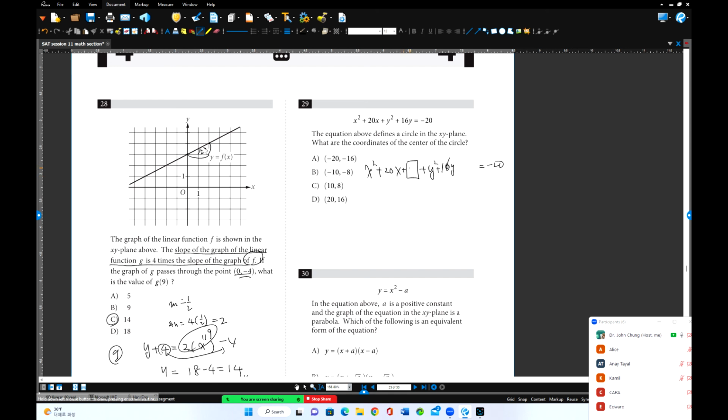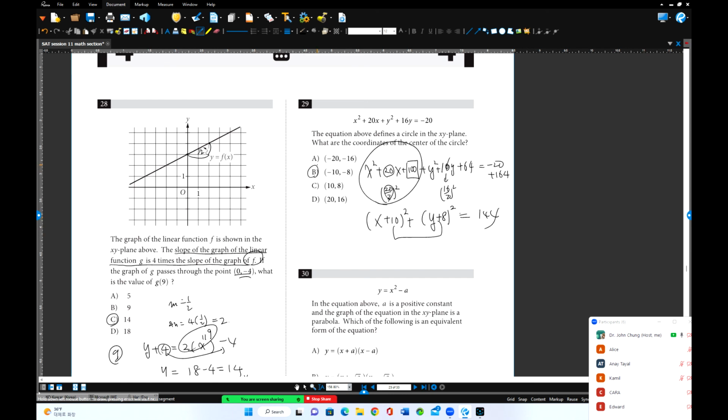So this number should be 20 divided by 2, then squared, right? That is 100. This one is what? 16 divided by 2, squared, is 64. Okay, so 100 and 64, we're going to add these to the right. But for the left, this is the half of this number, right? (x plus 10) squared. This one is (y plus 8) squared, okay? Anyway, the right side is 144. We need these two numbers. Negative 10, negative 8 is the center, okay?